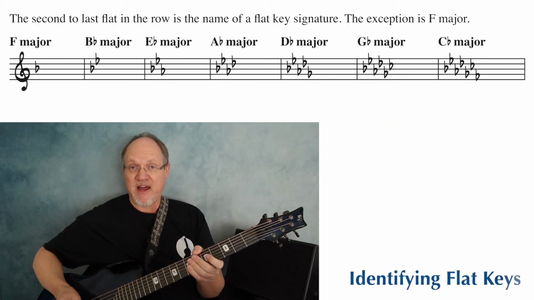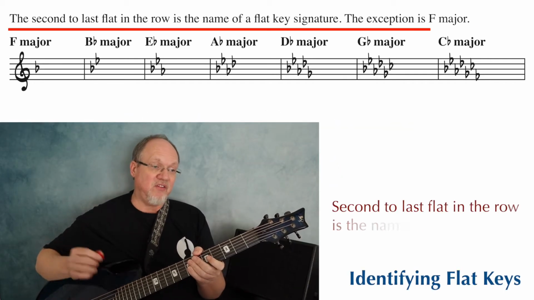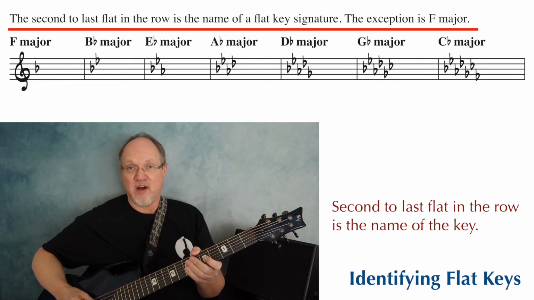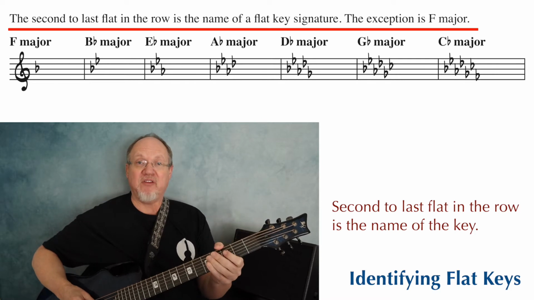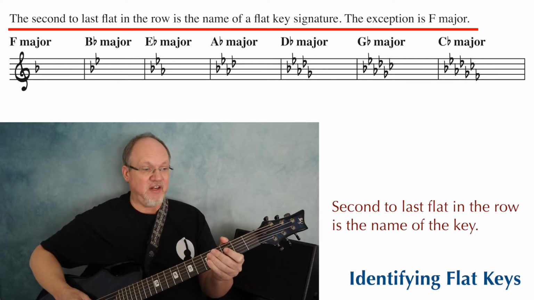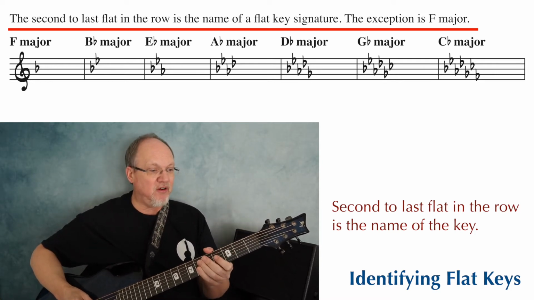To identify a flat key, all you have to do is look at the second to last flat on the right, and that's the name of your major key. You don't even have to go up or down a half step. That flat is the name of your key. And we'll go over some examples here.